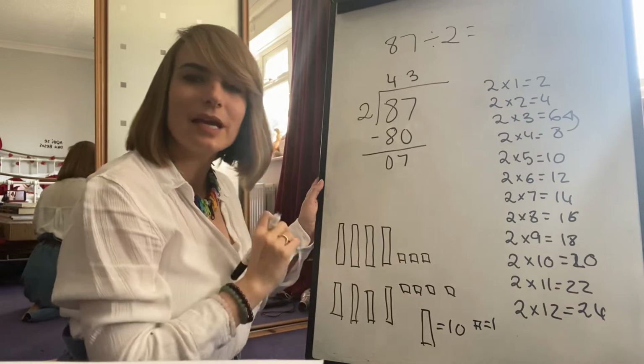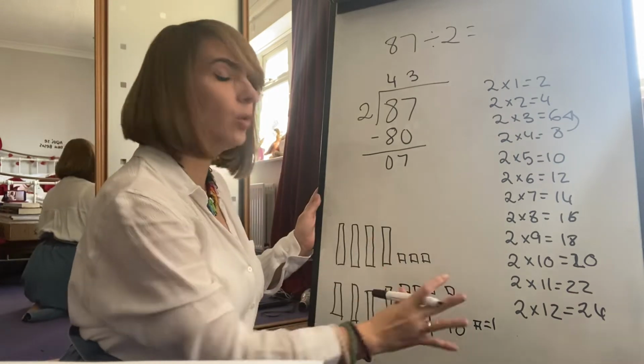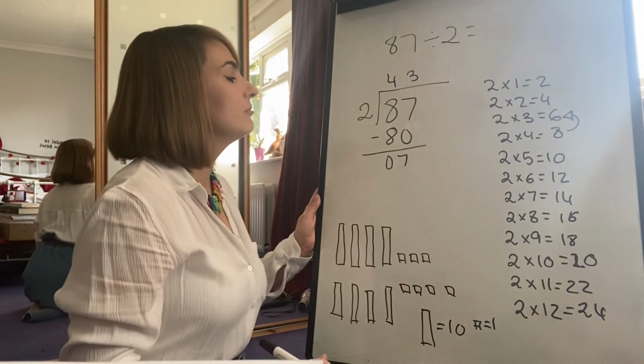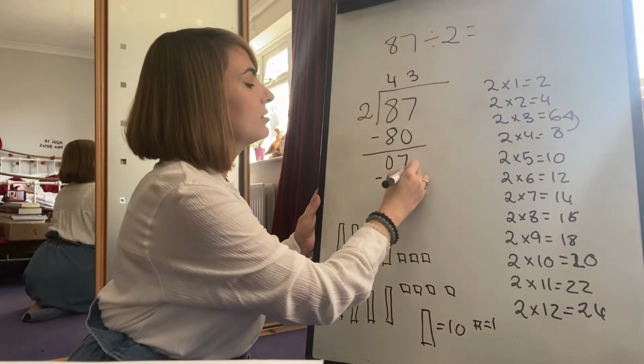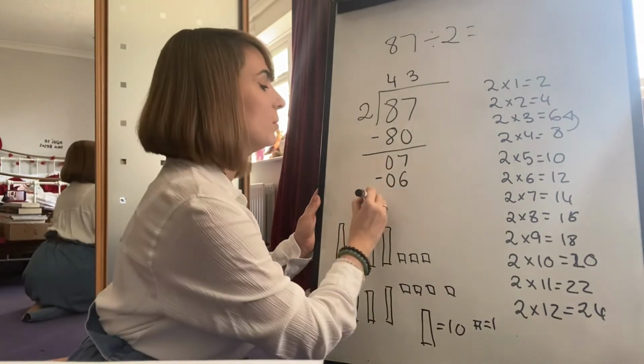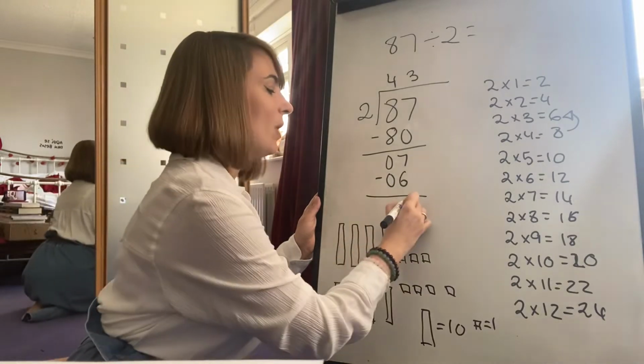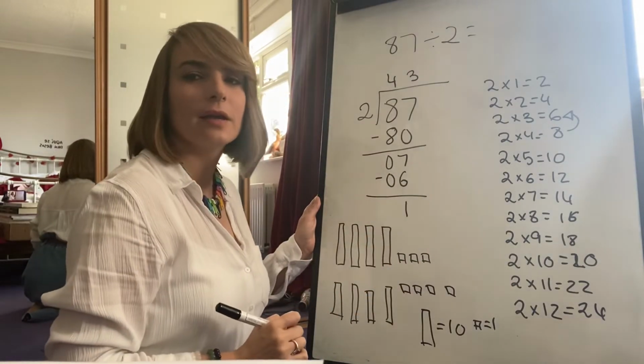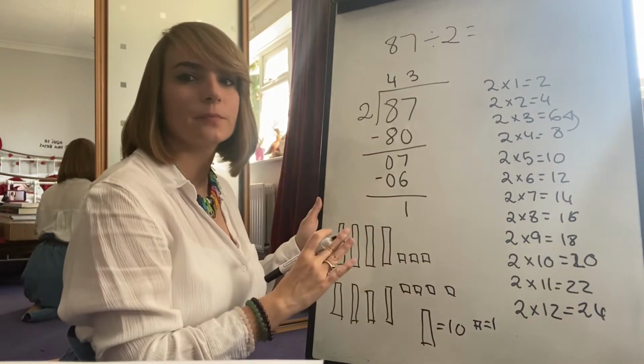But would all my ones be gone by then? Unfortunately, only 6 out of the 7 ones will be gone. Therefore, I would have 1 left. So 1 is a remainder.